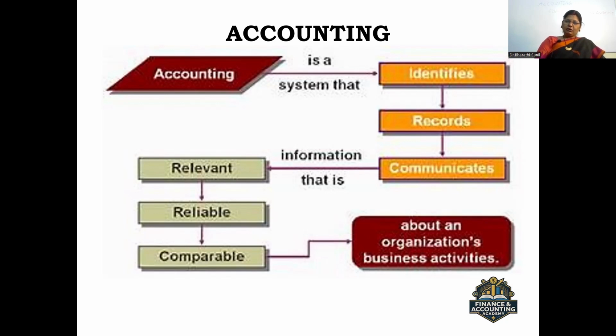So what is accounting? Accounting is a system that identifies only financial transactions, and all those financial transactions will be recorded in books. What are those books called? Books of accounts. The information recorded in the books will be communicated. What type of information? Only relevant and reliable information, and this information is used to make comparison about business activities, whether with other businesses of the same type or with the previous years of the business.